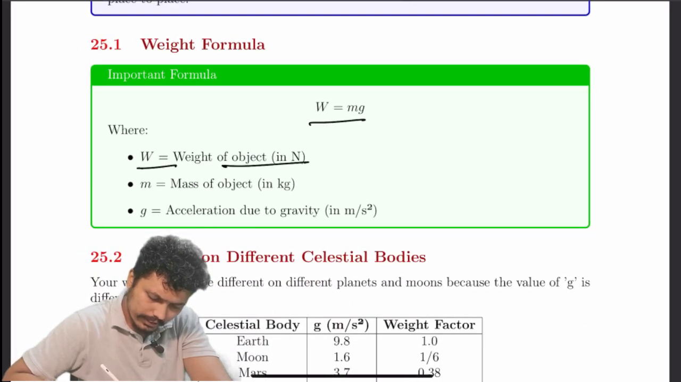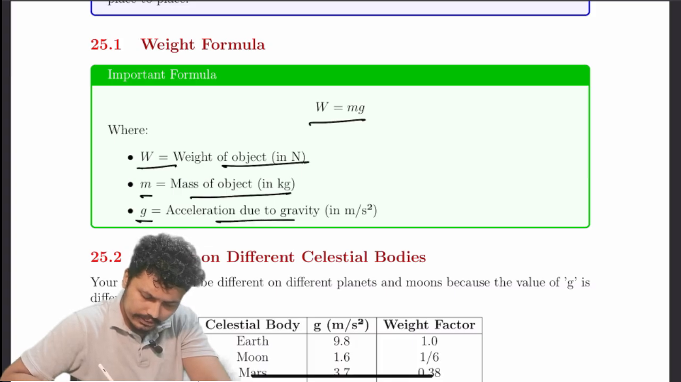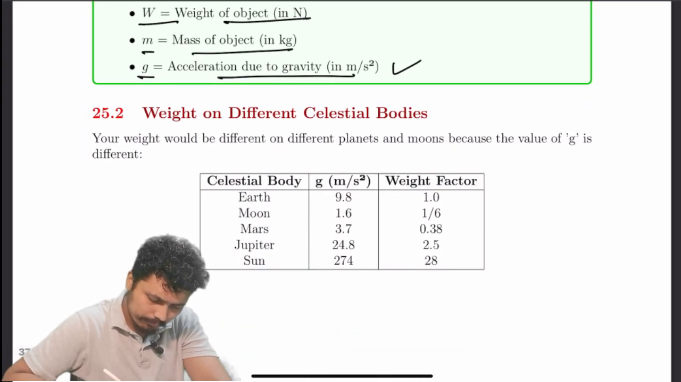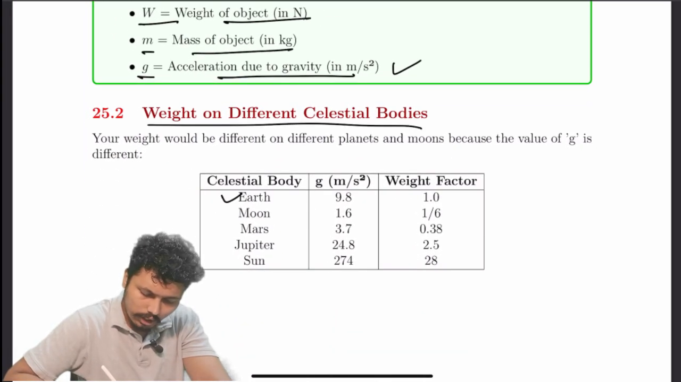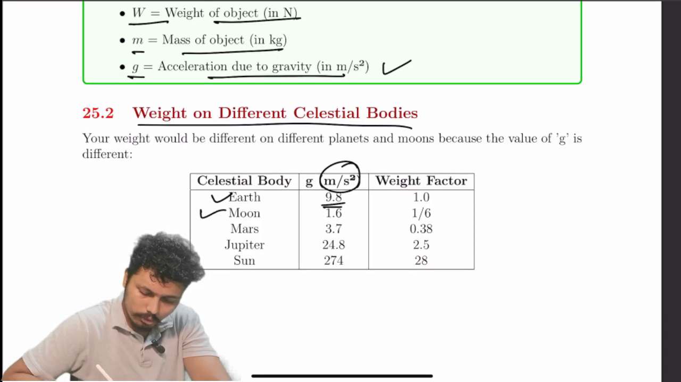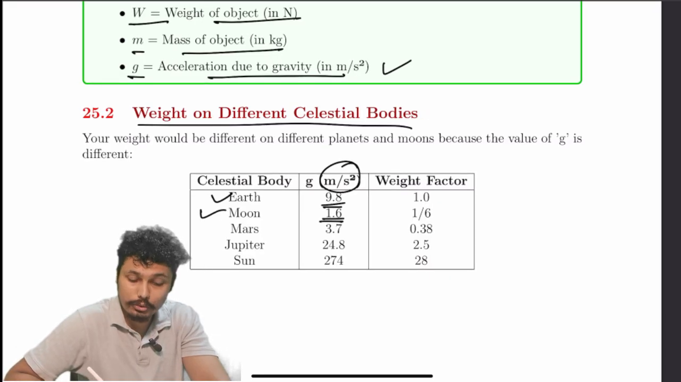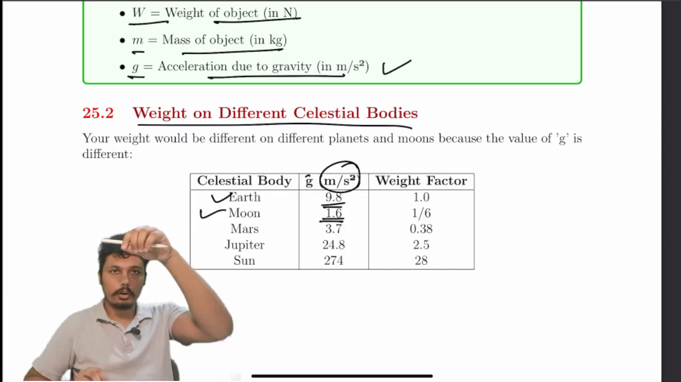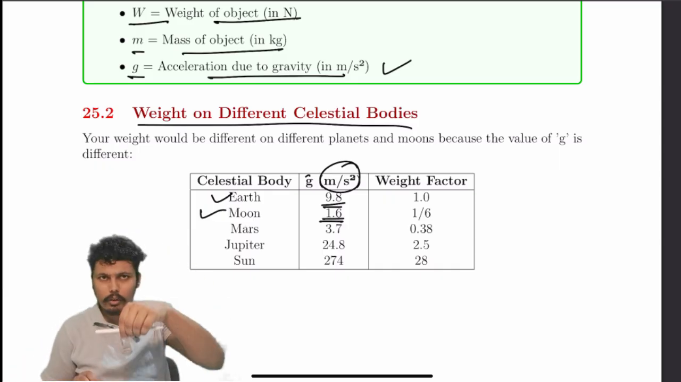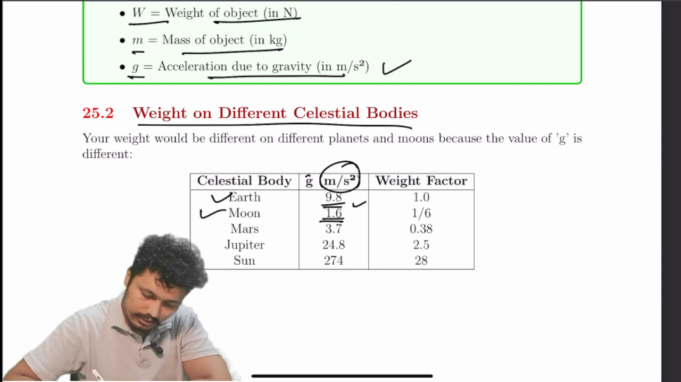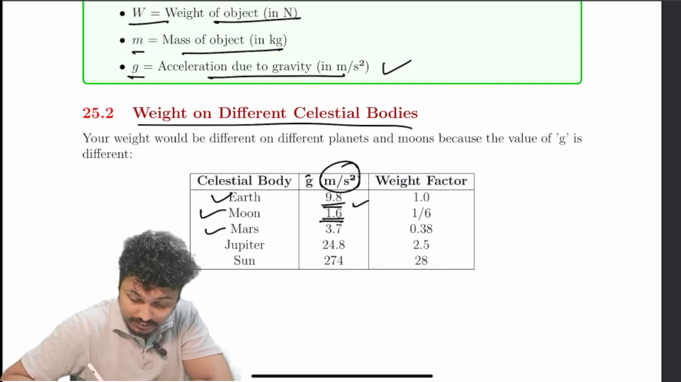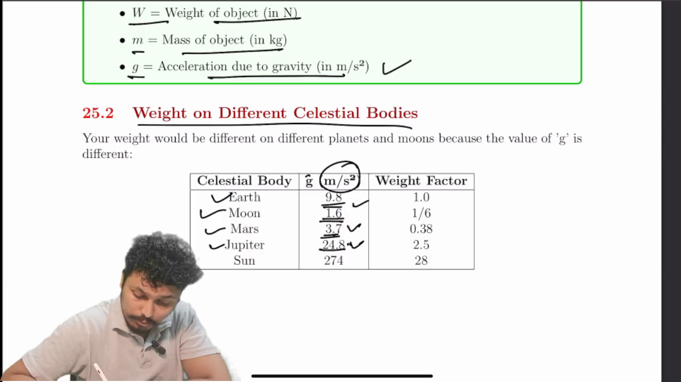W is the weight of the object, m is the mass of the object, and g is the acceleration due to gravity in meter per second square. On different celestial bodies, on Earth it is 9.8 meter per second square. If you go to the Moon, the g value will become very small. If I let an object fall on the Moon, it will fall down very slowly: 1.6. Mars has less gravity than Earth, so 3.7. On Jupiter, it is much more. On the Sun, it is very high, 274.